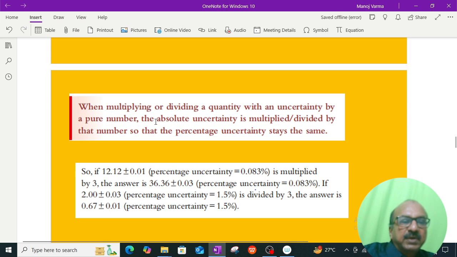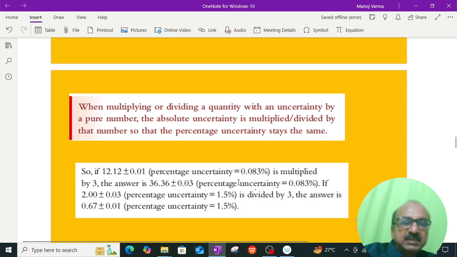One more thing: when multiplying or dividing a quantity with an uncertainty by a pure number, the absolute uncertainty is multiplied or divided by the number, so that the percentage uncertainty stays the same. The meaning is that if you have 12.12 plus or minus 0.01 and you have to multiply it by 3, what should be the answer? You multiply 12.12 by 3, so you get 36.36. Also multiply plus or minus 0.01 by 3, that means 0.03. So the answer should be 36.36 plus or minus 0.03.